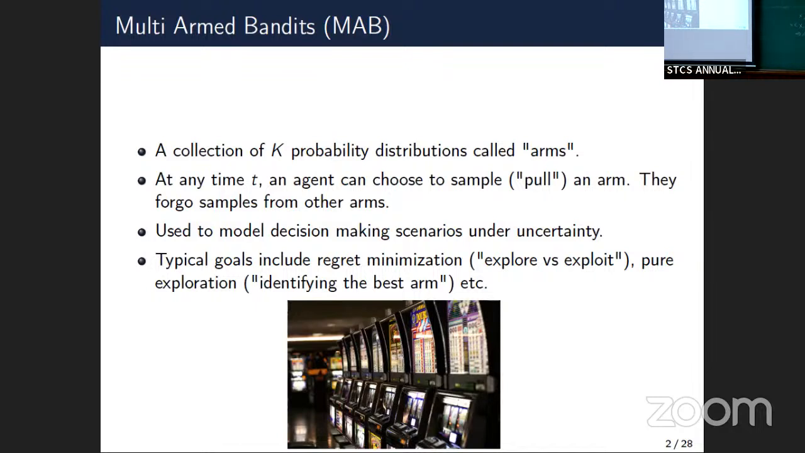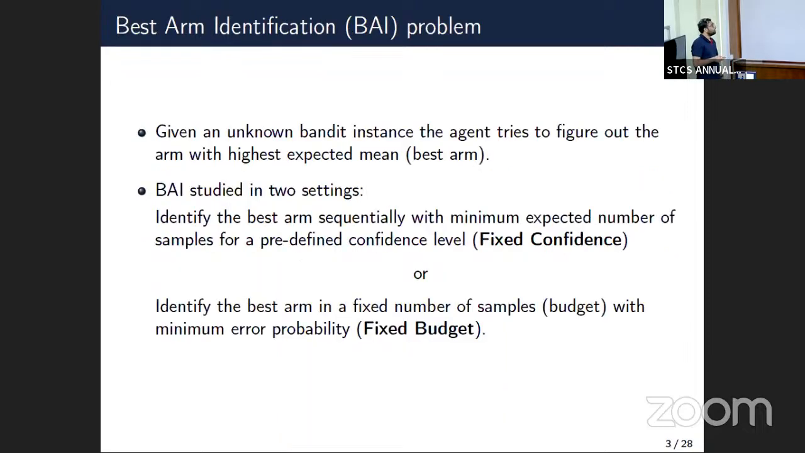Thanks. So this is the third talk on bandits. I think people are already familiar with what a bandit is. K distributions, each of them called arms. At any time T, an agent can pull one arm and sample from that arm. It will forgo the sample from the other arms. And typical goals are regret minimization, identifying the best arm, and trying to minimize the simple regret. These are the standard sort of goals in this area.